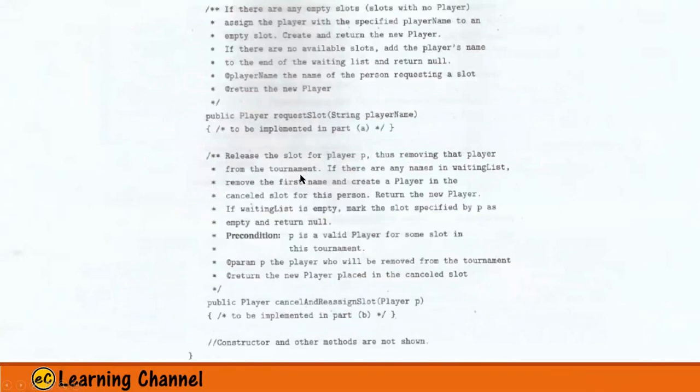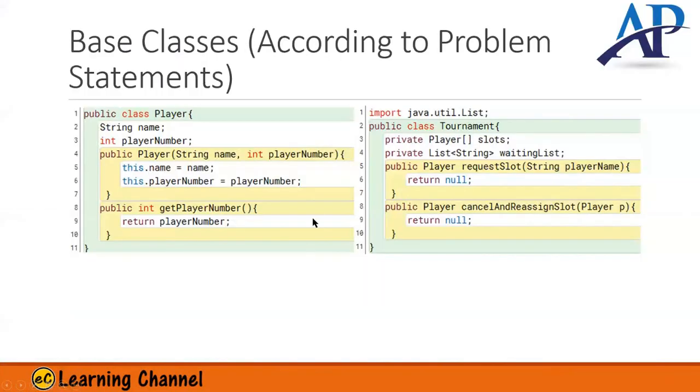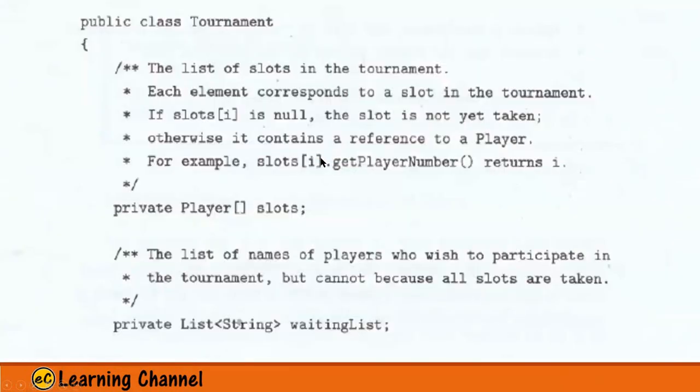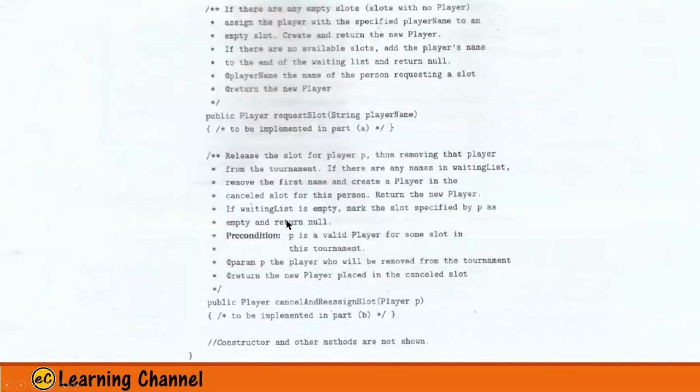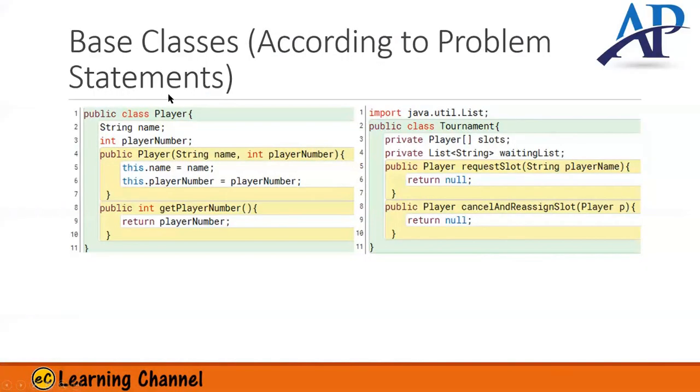Okay, there is no tell, because the whole class doesn't tell us how long this slot array is. But anyway, in this case, we need to assume that there is a constructor that will give us the initialization of this slot size. Okay, and then we need to work on the request slot and also cancel and reassign this slot for a player.